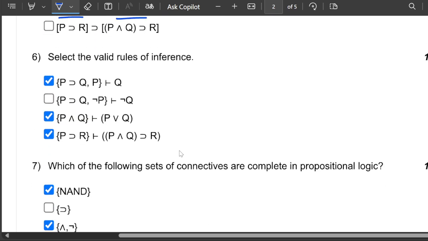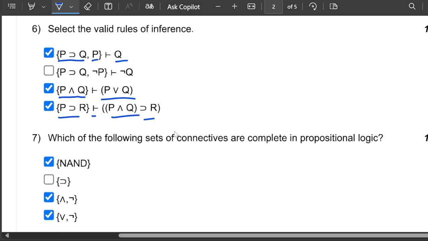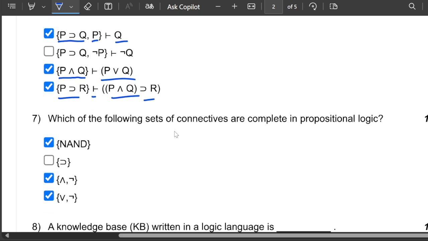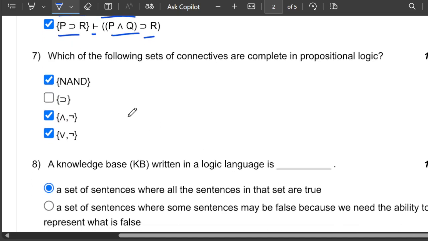Select the valid rules of inference. If P implies Q is given and P is given true, then we can derive Q is also true. If P intersection Q is given, we can imply P union Q. If P implies Q is given, we can derive P intersection Q implies R. It can be solved after making a truth table. Since I don't have that much time to make it, let's go on to another question.